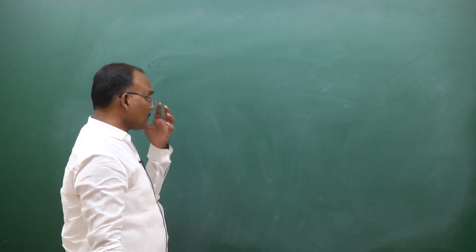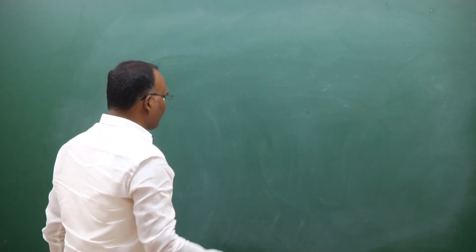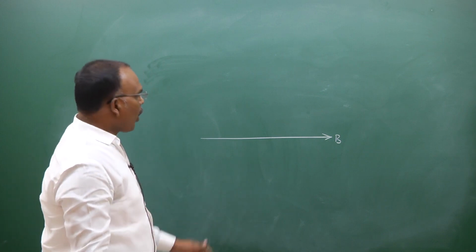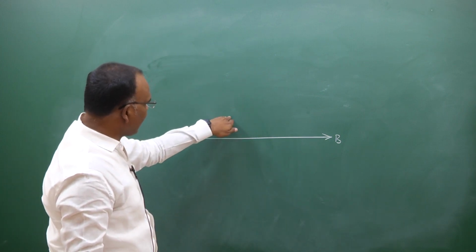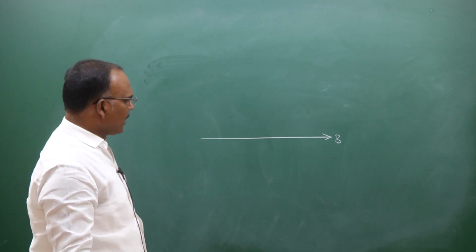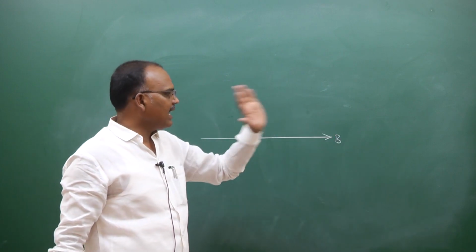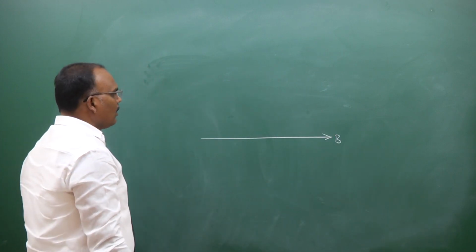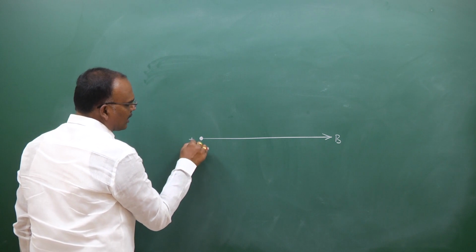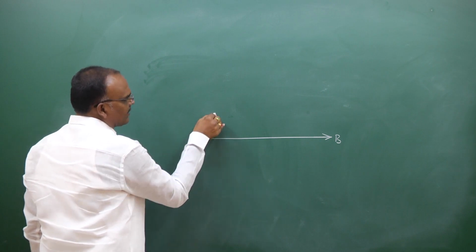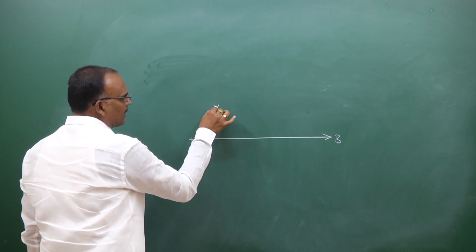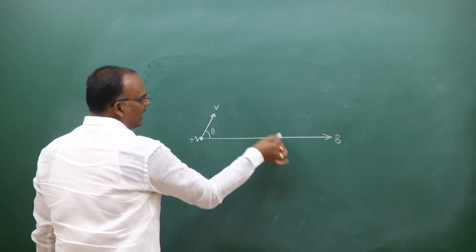See here. To understand this concept, I am going to represent the magnetic field along the x-axis, not along the z-axis. Into the board is the negative z-axis, out of the board is the positive z-axis. Here I am representing the magnetic field along the x-axis. Now I would like to throw a positively charged particle in this direction with a certain velocity, making an angle theta with the magnetic field.